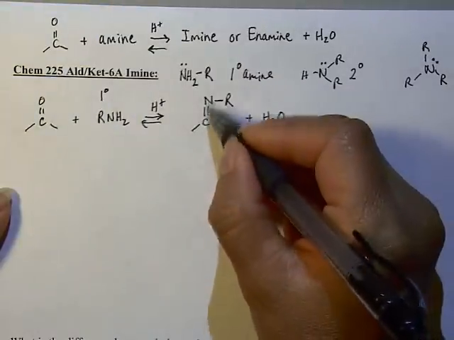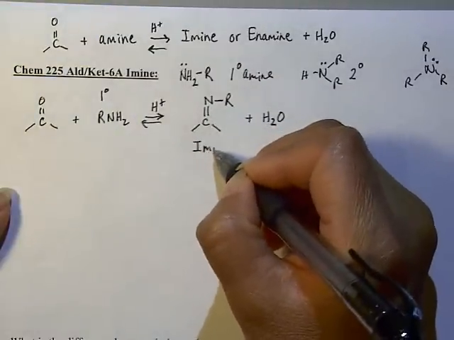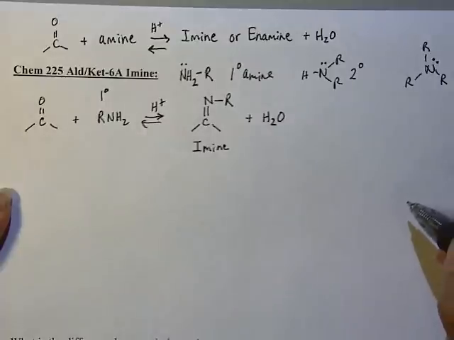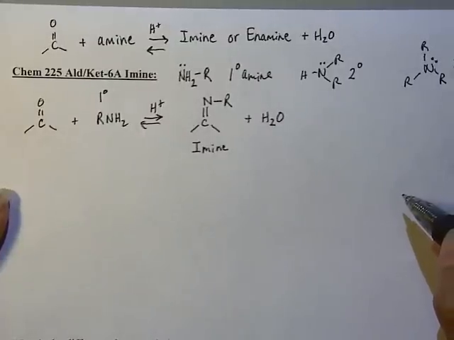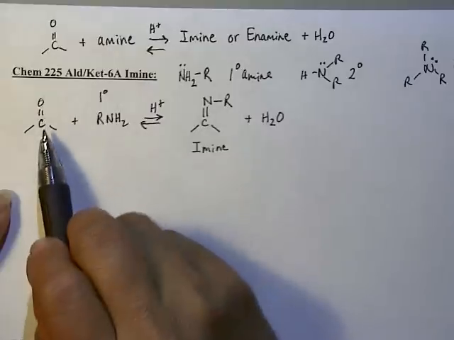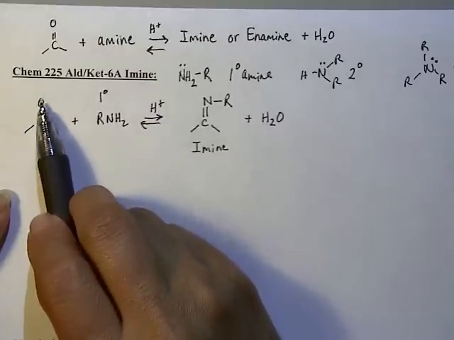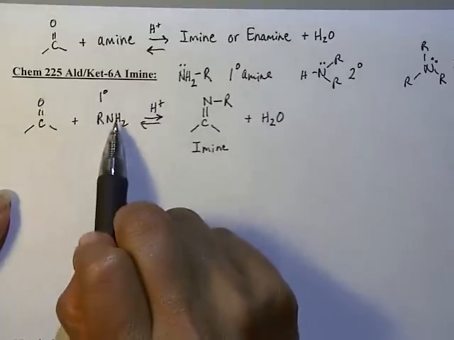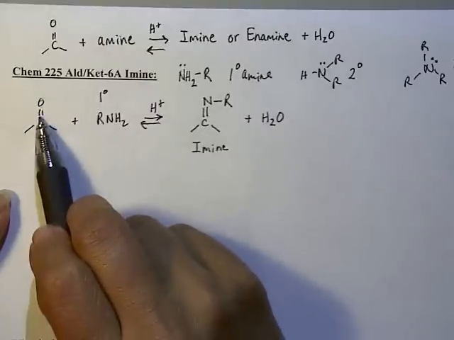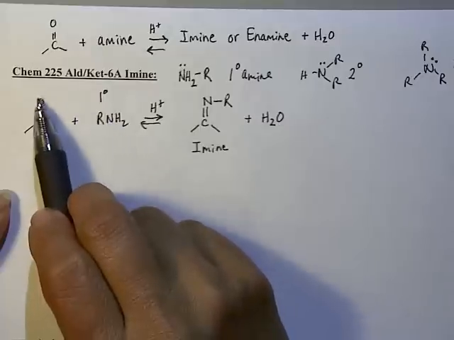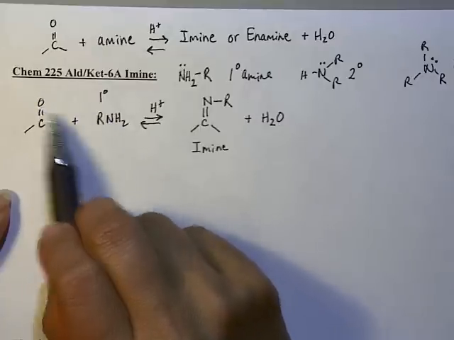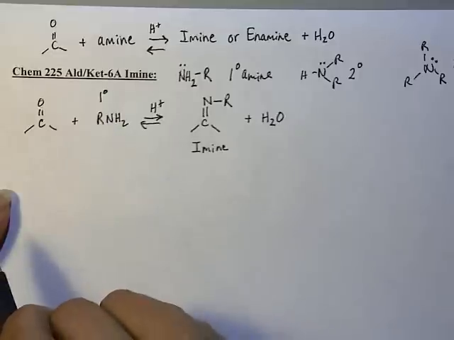All right, this C double bond N is called imine, and this is a pretty simple reaction product for you to predict, because all you're doing is getting rid of the oxygen. Think of oxygen and H2 leaving as water, and in its place the nitrogen is taking its place, and it's going to be double bonded, and R is going to be still attached to that.